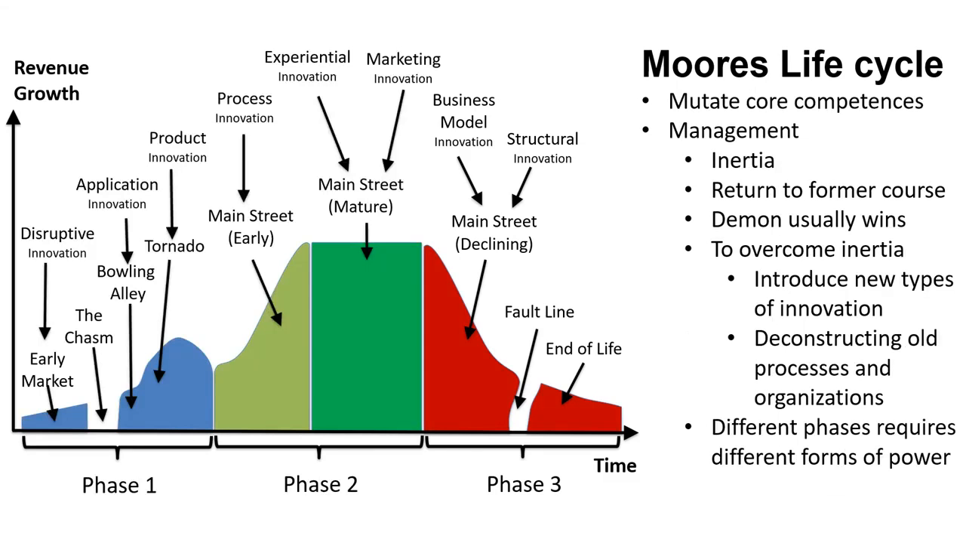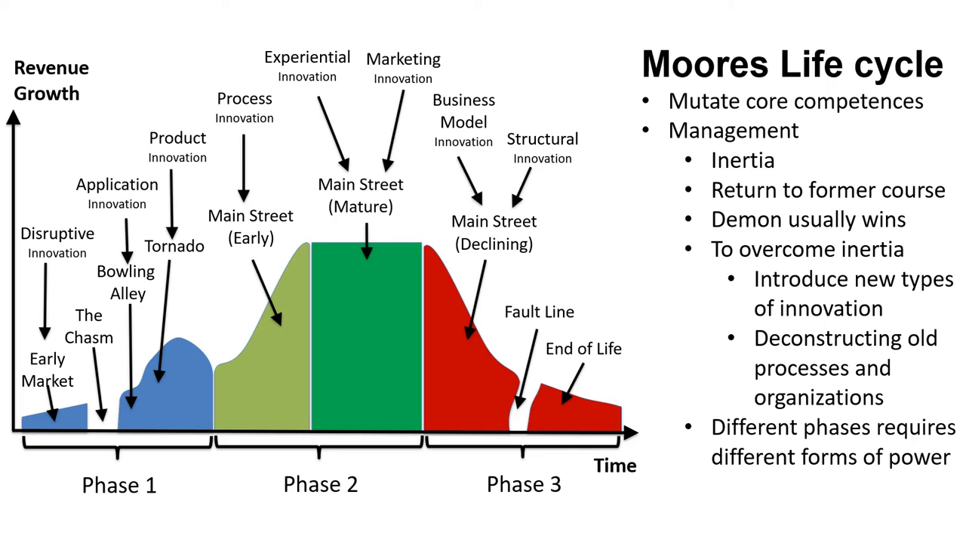The life cycle model implies that enterprises must mutate their core competencies over time to sustain attractive returns. Product innovation skill, which serves a company wonderfully in a market's early stages, will not support Main Street, where new process management and marketing expertise are needed.